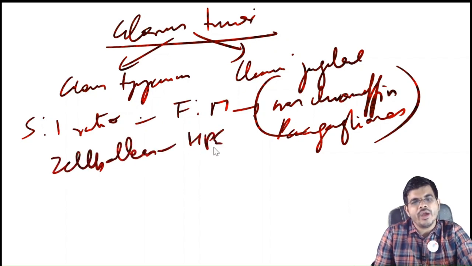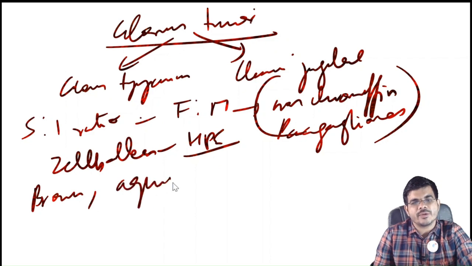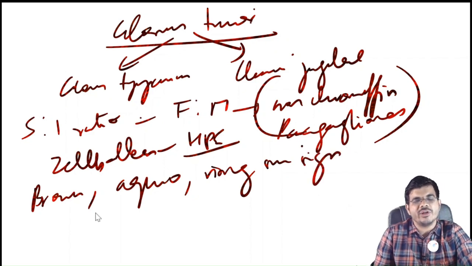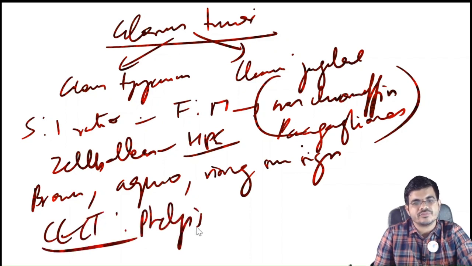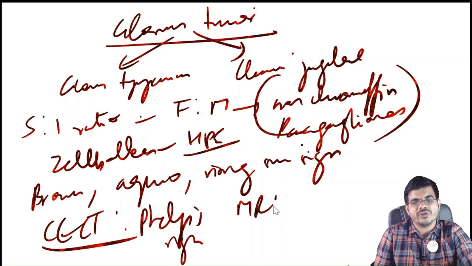But do you do a biopsy to prove this diagnosis? No, you never do a biopsy, because the biopsy can cause a lot of bleeding. Instead of doing the biopsy, we go for the proper clinical examination and we look for the various signs like the Brown sign, Aquino sign, rising sun sign, or the red reflex. Okay, all these things you look for, and you do a CT to look for the Phelps sign, and MRI to look for the salt and pepper appearance.